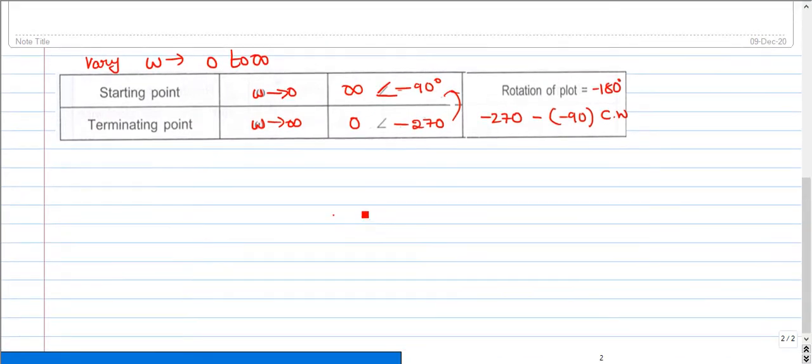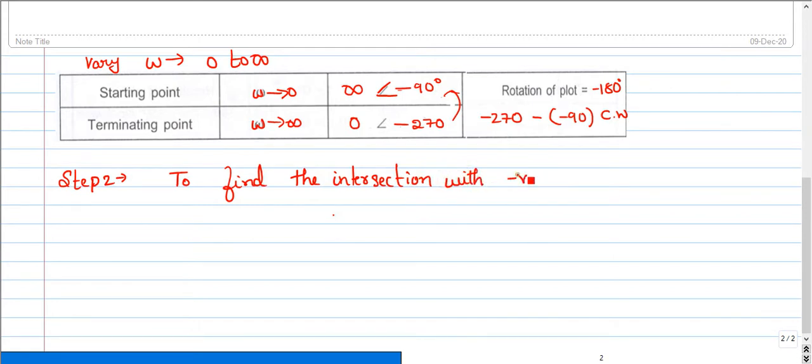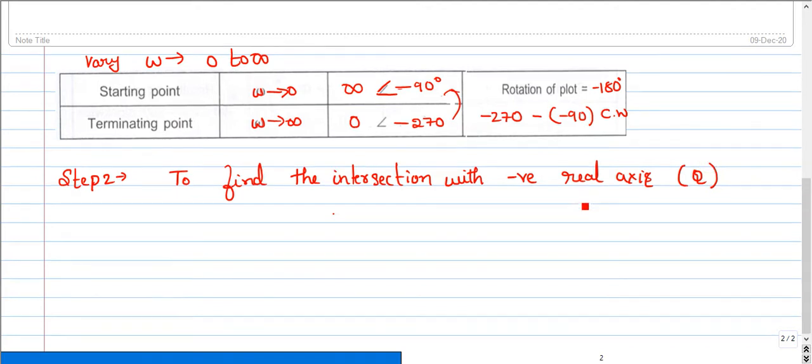So the next step, step 2, is all about finding the intersection with the negative real axis. We define that point as Q. Okay, so to do this, first we need to rationalize.